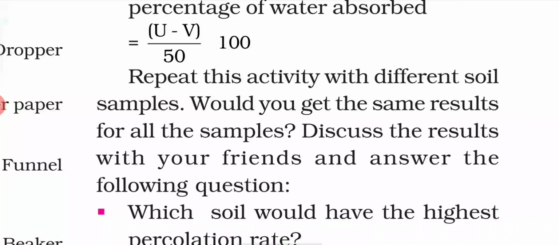So U is the initial volume, V is the final volume of water, divided by 50. 50 is the weight of the soil we took in the funnel, and multiplied by 100. By using this formula, we can easily calculate the percentage of water absorbed by the soil.